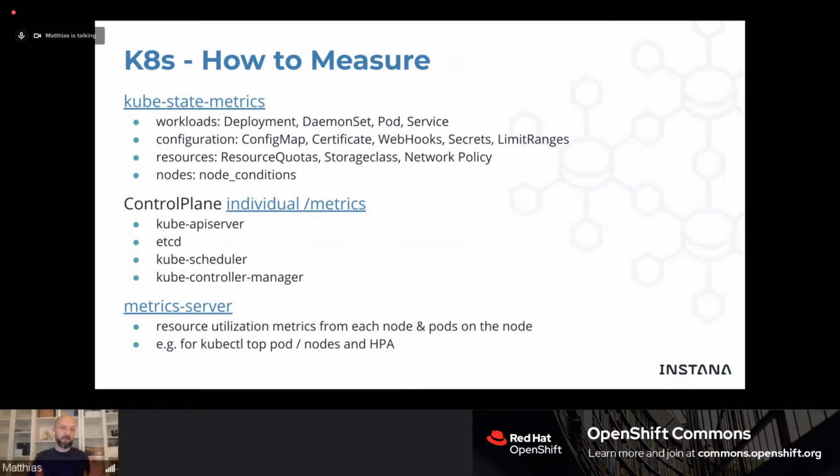How to measure, that's actually pretty nice in Kubernetes, right? Because it basically is all there. We've got kube-state-metrics, which talks about all the things around the workloads, the configuration, the service itself, and just provides these metrics. On the control plane, we have the individual metrics endpoints. And for completeness, there's metrics-server to do autoscaling. So everything is already there.